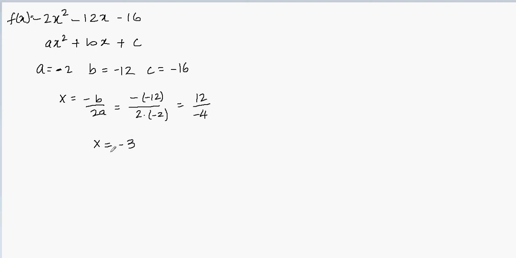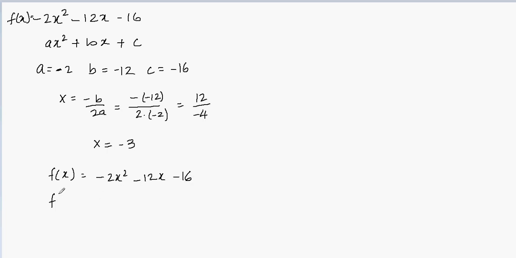Now we have to find the y-coordinate of the vertex of the quadratic equation. For finding the y-coordinate, we just substitute x equals negative 3 into our original equation, which is this here. So we're going to plug x equals negative 3 into the original equation. So again, I'm writing the function here. F of x is equal to negative 2x squared minus 12x minus 16. And we'll plug in x equals negative 3 into this function.